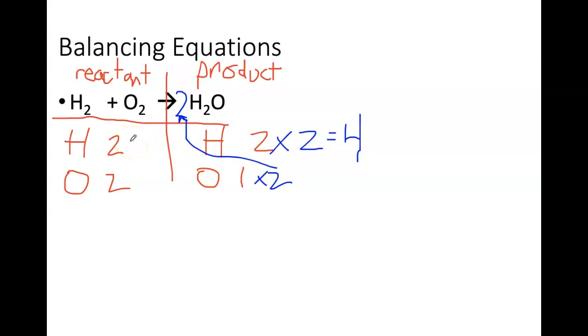So now I got to think, okay, well, what am I going to do to this other hydrogen? I need to multiply it by 2 as well so that I have 4 hydrogens on each side and 2 oxygens. And so that 2 will go right here. And now our equation is balanced. We have 2 hydrogens on the reactant side, 2 hydrogens on the product side, 4 hydrogens on the reactant side, 4 hydrogens on the product side, 2 oxygens on the reactant side, and 2 oxygens on the product side.